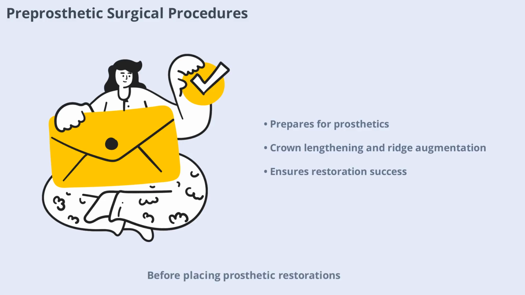Before placing prosthetic restorations, certain surgical procedures may be necessary to prepare the mouth. These include crown lengthening, ridge augmentation, and osseous surgeries. The goal is to create a stable and healthy foundation for future restorations, ensuring long-term success.